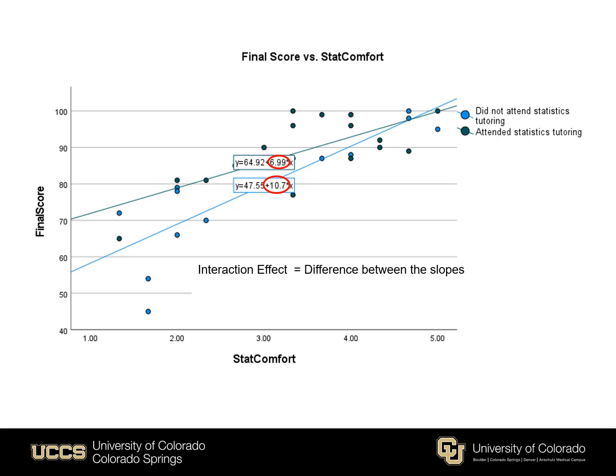So if we recall, our relationship here is that the interaction effect is the difference between the two slopes, and specifically it's the slope of the indicator group, that's the tutoring equals 1 group, minus the slope of the reference group, which is the tutoring equals 0 group. And when we do the arithmetic, we see that that interaction effect is negative 3.71, indicating that the relationship between statistical comfort and final score is weaker for the group of students who did the tutoring.